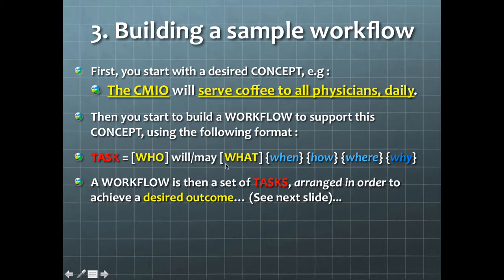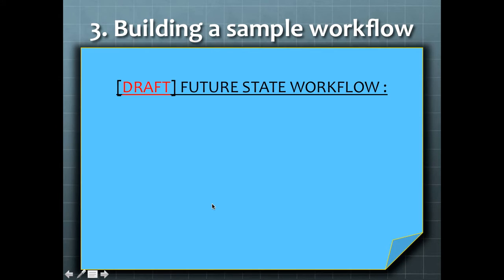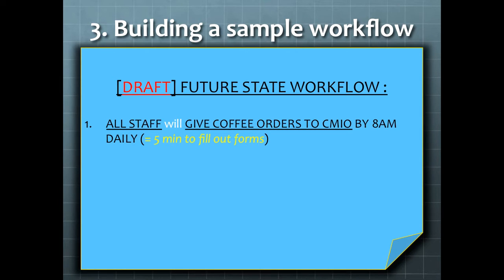Again, who, will or may what, with the optional modifiers when, how, where, and why. And if we remember that a workflow is a set of tasks arranged in order to achieve the desired outcome, then that brings us to building our future state workflow. The first step is that all staff will give coffee orders to the CMIO, let's say by 8 a.m. And we figure it takes them about 5 minutes to fill out their forms, what kind of coffee they want.